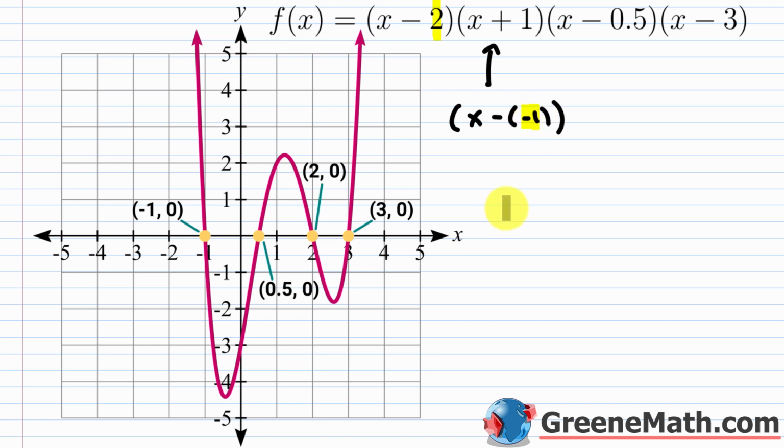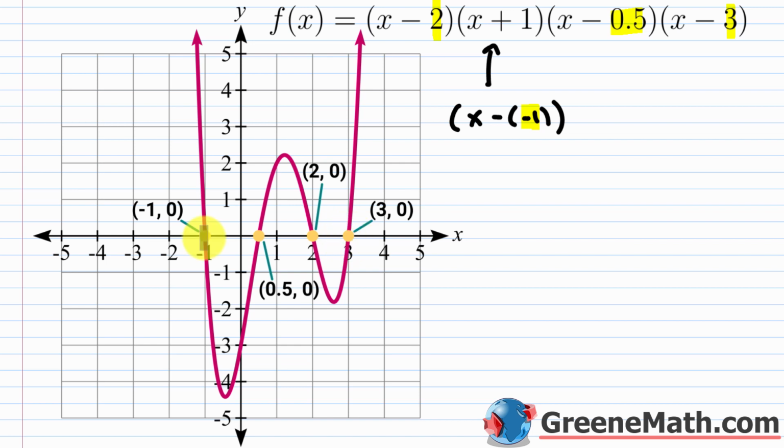So the 0 will be negative 1. This one is x minus 0.5, so it's just 0.5. This one's x minus 3, so it's just 3. So you'd have a 0 of 2. So that corresponds to this x-intercept right here, which is 2, 0. You have a 0 of negative 1. That corresponds to this x-intercept, which is negative 1, 0. You have a 0 of 0.5, which corresponds to this x-intercept, which is 0.5, 0. And then you have a 0 of 3, which corresponds to this x-intercept, which is 3, 0.